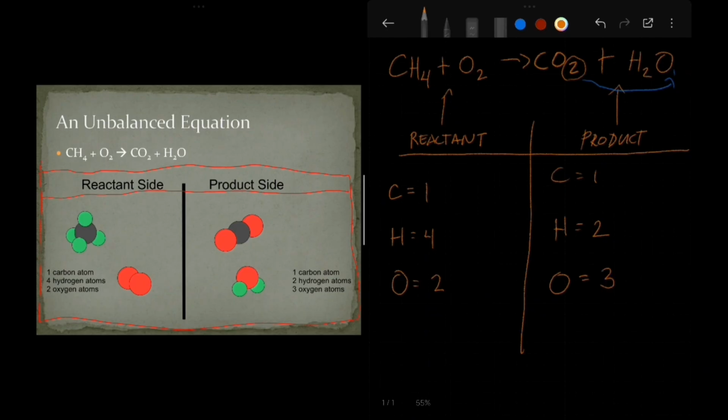Okay? Now, as you can see here, they are not balanced. Except for carbon, where we have 1 and 1, for hydrogen we have 4 and 2, which is not balanced, and for oxygen we have 2 and 3. So, to get the balance here, we can start by putting a 2 here. What I just wrote here is the coefficient.